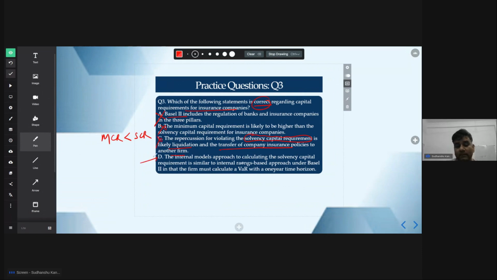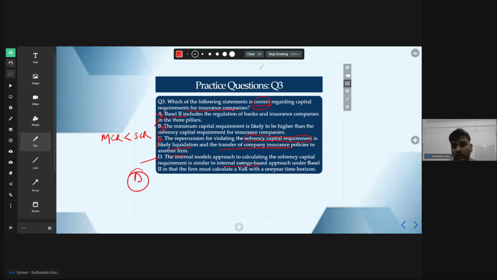Now, what about D? The internal model approach to calculating the solvency capital requirement is similar to the internal rating based approach under Basel II in that firms calculate VaR with a 1 year time horizon. So the Solvency II internal model resembles the Basel II IRB; both require 1 year VaR. There's a difference: banks under Basel II use 99.9%, insurance under Solvency II uses 99.5%. So that is very clear. So remember, the answer is D.